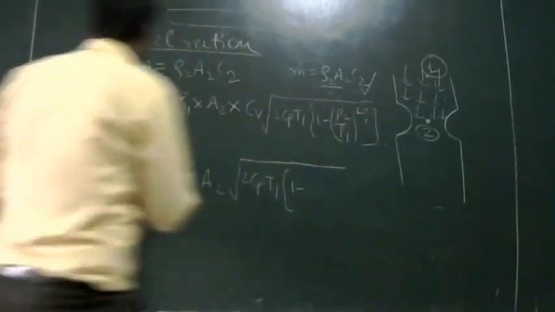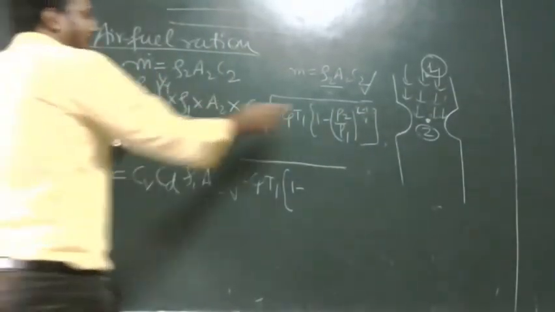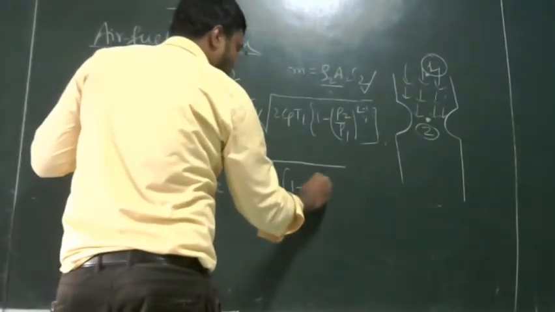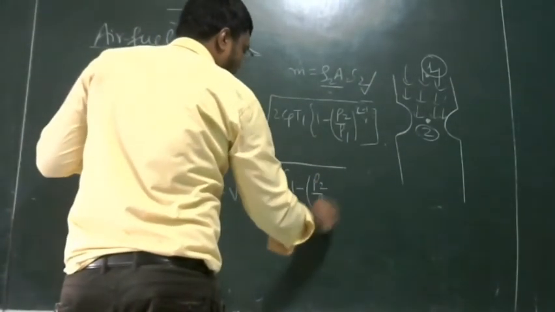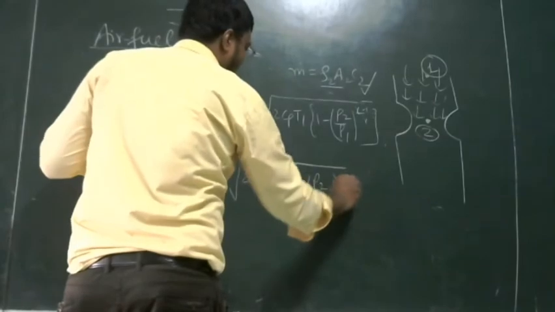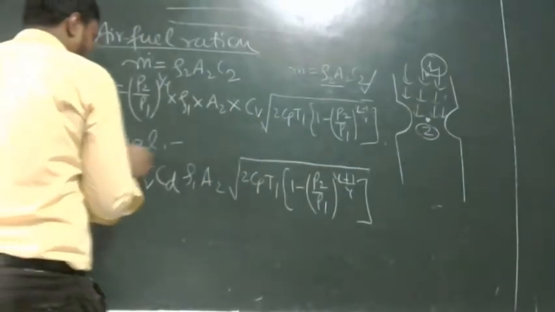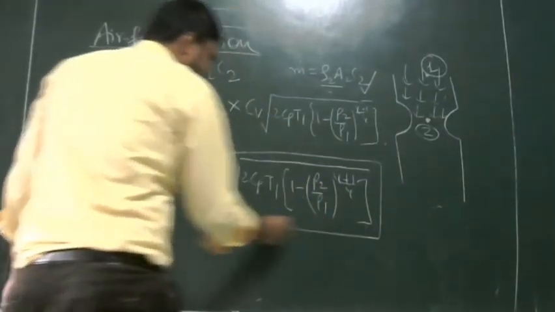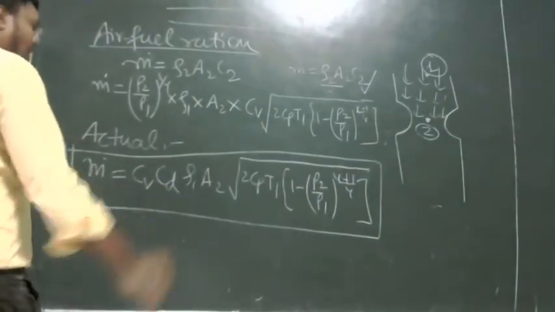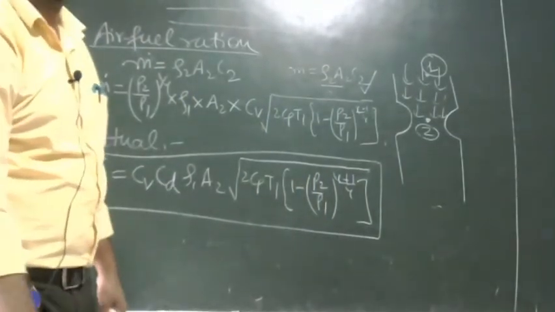So when this term P2 by P1 to power 2 by gamma is multiplied here, we get 1 minus P2 by P1 to the power gamma plus 1 by gamma. So this will be the formula for mass flow rate of air for isentropic and compressible flow.